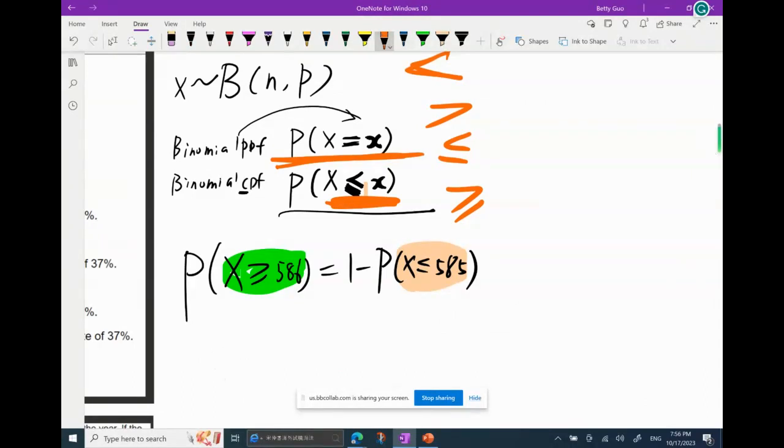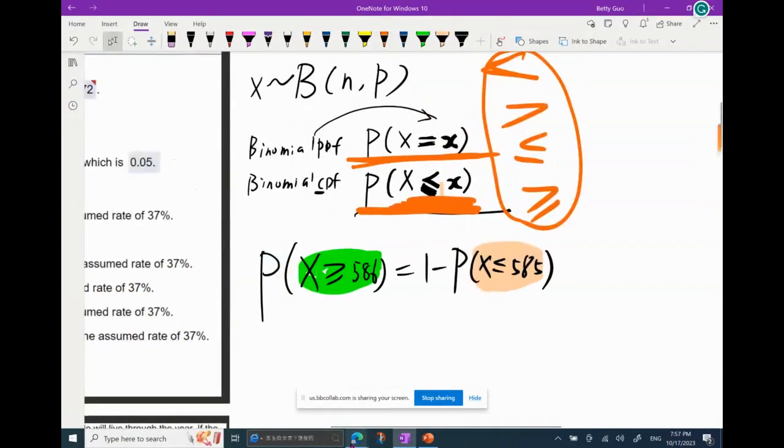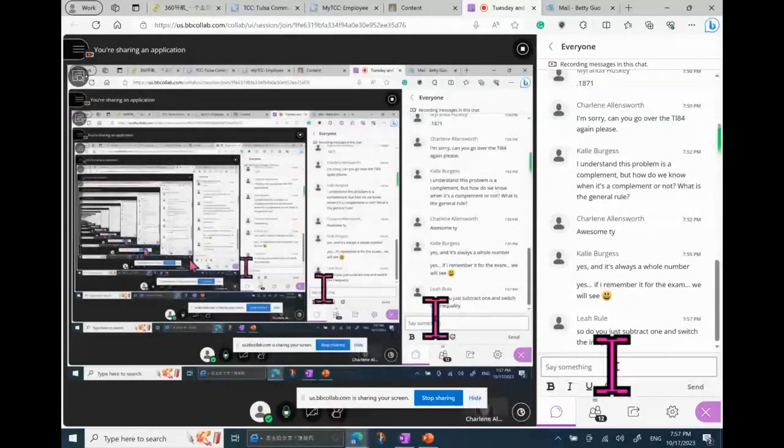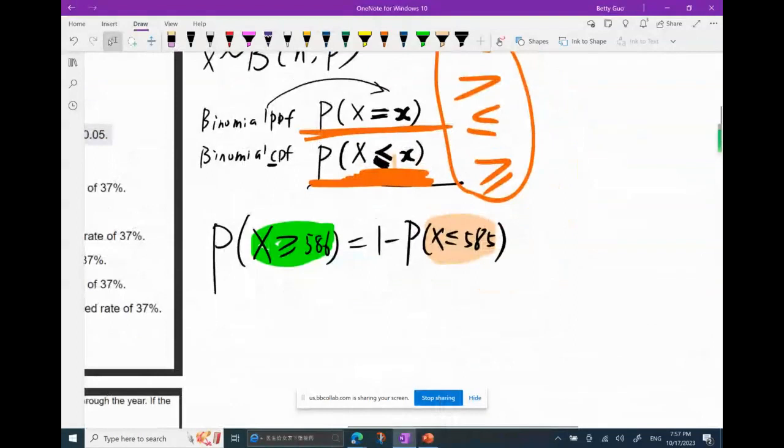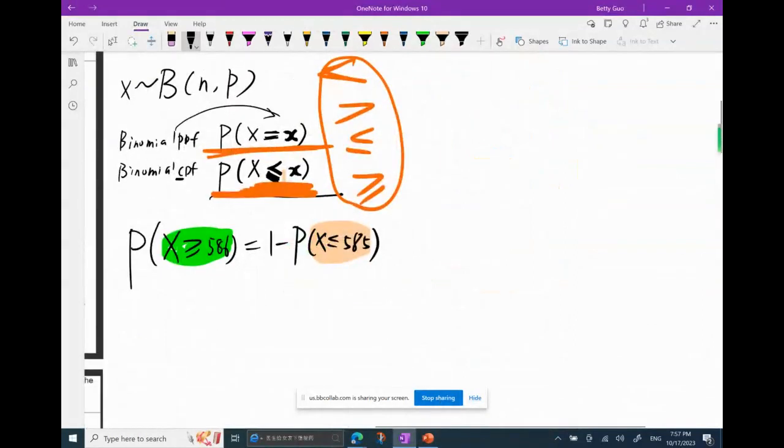So the general rule is if you have any of those, you have to figure out a way to write those in terms of that. Okay? So do you just subtract 1 and switch the inequality? Let me answer you this way. Let's take this question as an example. Our example is to find the probability of this green, right? How do we handle that? I need to write all the possible values for x.